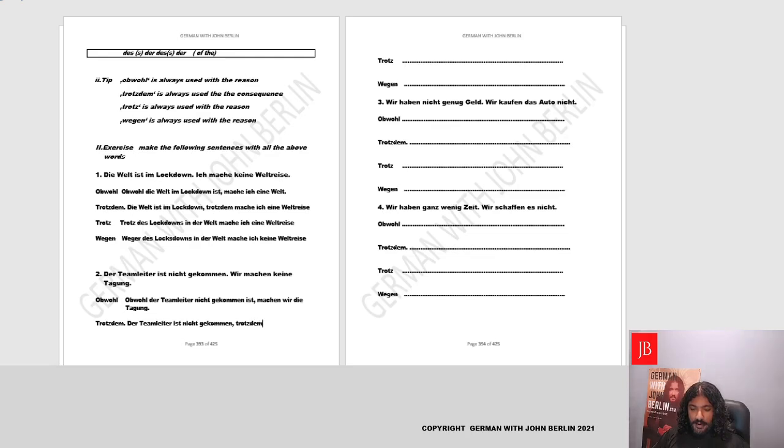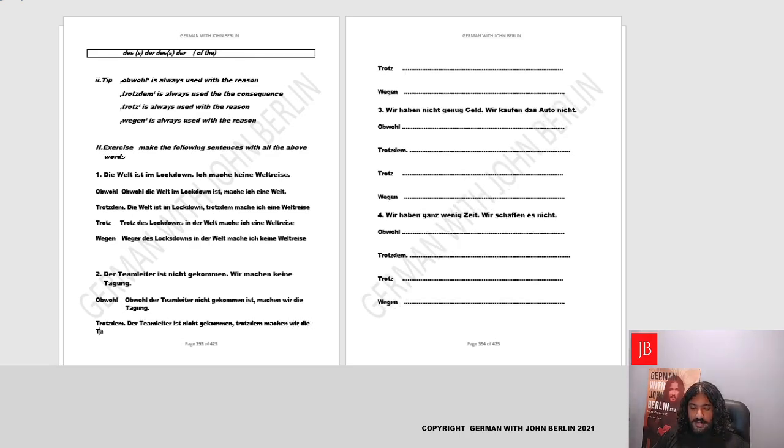Trotzdem. Very good. Trotzdem machen wir die Tagung. Nevertheless, we do the meeting. Yes? Okay, fantastic. Let's write it here. Perfect. Yes? So we always remember trotzdem comes with a consequence and it's not a Nebensatz. That means we write the verb right here. Second position here. Yes, that's the positioning.